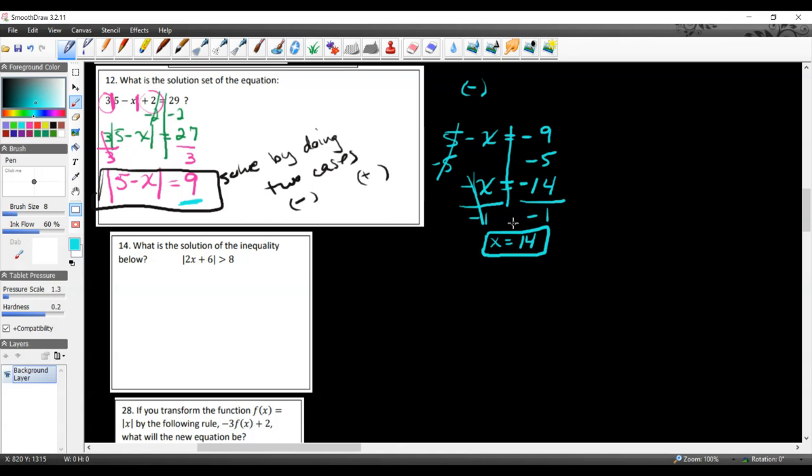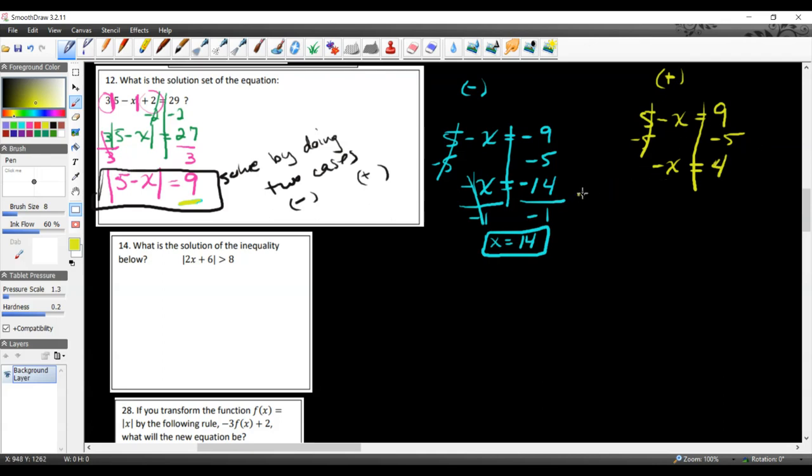Okay, and that is your first answer. Now we also have to do the positive case. So for the positive case, we pretty much keep the number positive. So we're going to have 5 minus x is equal to positive 9. Okay, and we do the same step. So we subtract 5, subtract 5. I have negative x is equal to 9 minus 5 is 4.